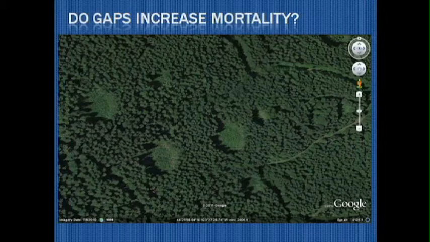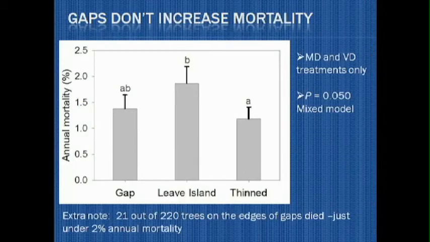And to try to get at whether gaps have some kind of effect on mortality, I looked at the moderate density and variable density treatments, which have gaps, leaf islands, and the thinned matrix. You have those 3 classes here, and annual mortality rates on the y-axis. What you can see is that in general, the leaf islands have almost a 2% mortality rate, which was very similar to what we found in the control.